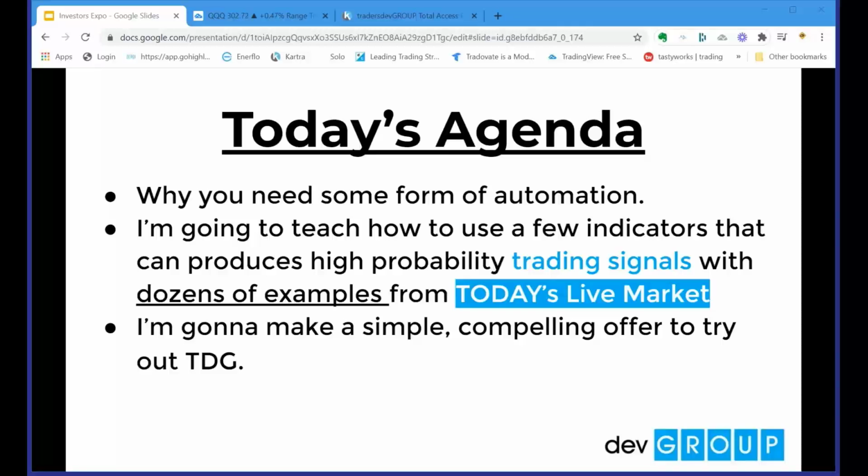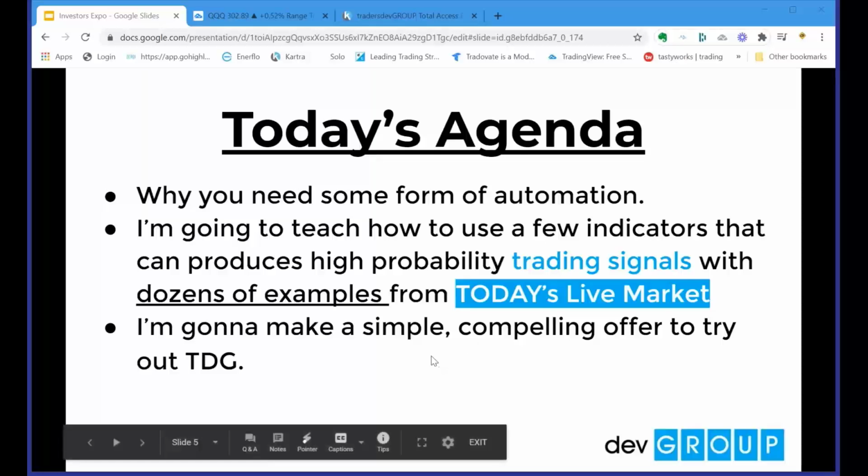I'm also going to teach how to use a few indicators that can produce these high probability trading signals. And I'm going to give you dozens of examples from today's live market. In fact, I want to make sure I can get to the questions. Let me just make sure I open this up over here. Yeah, okay. I don't know if I'll be able to actually see them in real time, but when we get to the charts, I'd be happy if you just want to throw out any kind of symbol. We can take a look at it and see how it applies to what we're talking about today.